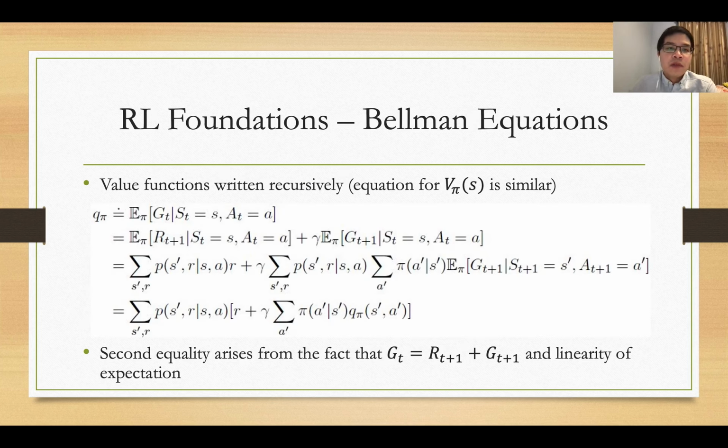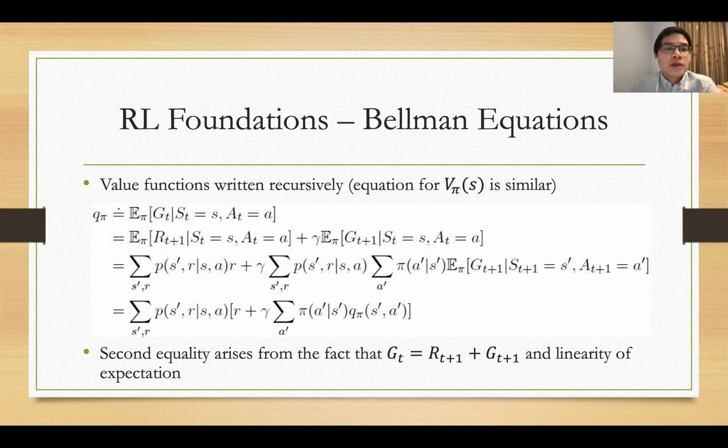So next we have the Bellman equations, which is just a way for us to rewrite the definition of our value functions into a recursive form. So below we have the Bellman equations for the Q function, and there is a similar analogous equation for the state value functions. In the first equality, we have the definition of action values, which is the expected return. The second equality arises from the fact that G sub t is equal to the immediate reward and the return at the next time step, followed by the linearity of expectation.